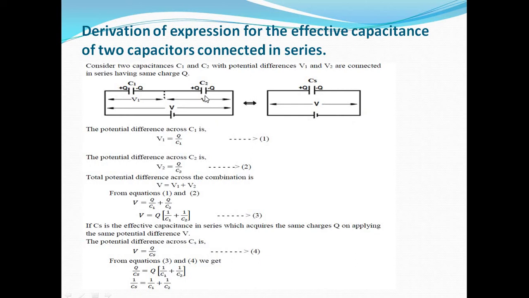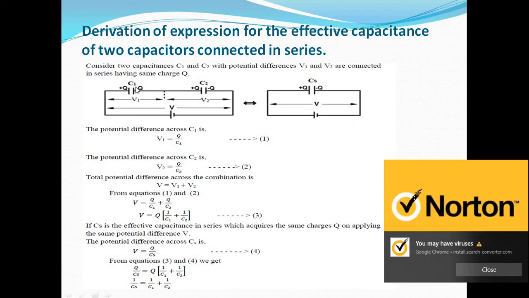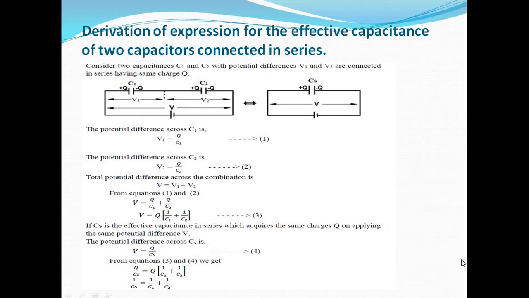C1 and C2 are two capacitors where V1 and V2 are the potential difference across C1 and C2. Q is the charge on each capacitor. See, this is plus Q, minus Q, means positive charge on the first plate, negative charge on the second plate. Okay students, when the capacitors are connected in series, potential divides, charge remains same, where Q is the charge on both the capacitors. Potential V divides means V is equal to V1 plus V2.